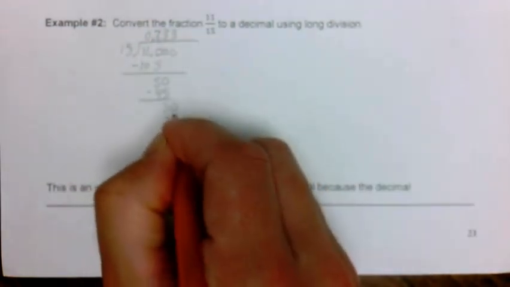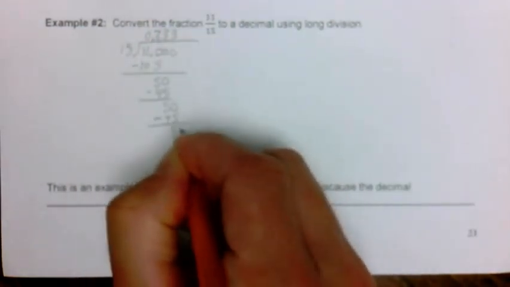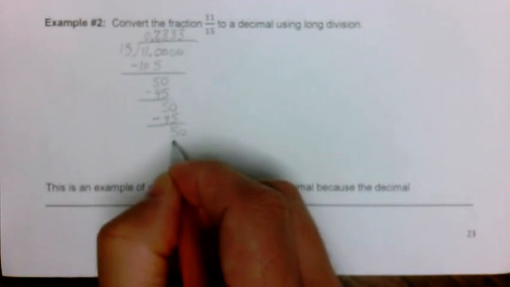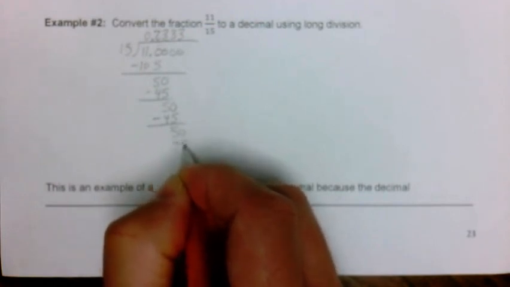15 again goes into 50 3 times, which was 45. Our difference again is 5. Add a 0 and bring it down. And there's that 50 again. 15 goes into 50 3 times. And I think we see what's happening.